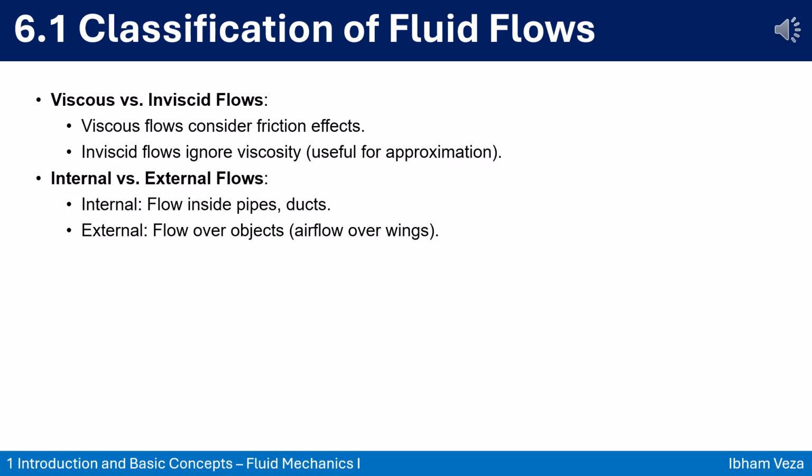Next, we split flows into internal and external. Internal flows happen inside pipes and ducts, like water supply systems. External flows happen around objects, like air moving over airplane wings or cars. Knowing these differences keeps you focused. You choose your equations based on what matters, friction or not, inside or outside.